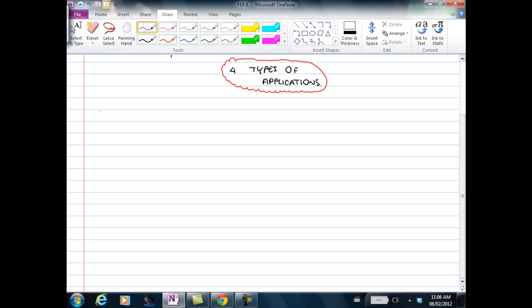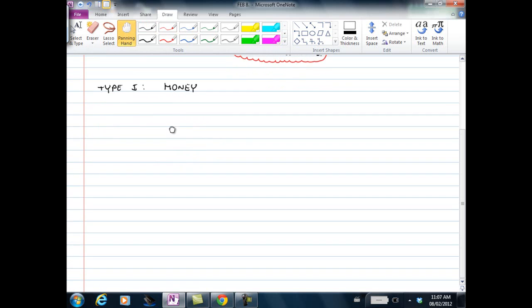Your first type, I call this type 1. Really, logs is all about different types of questions. In real life, we can use logs on money. Type 1 is simply about money.